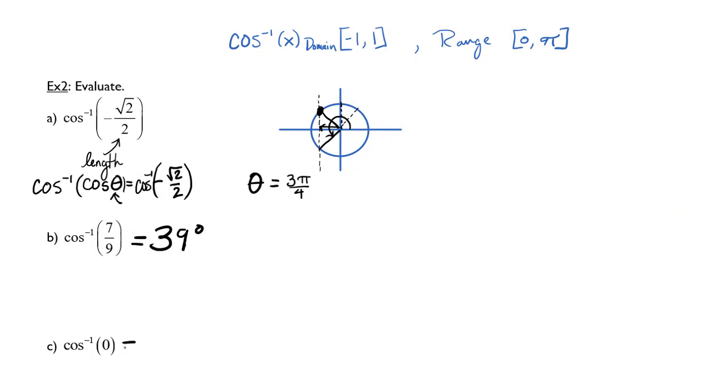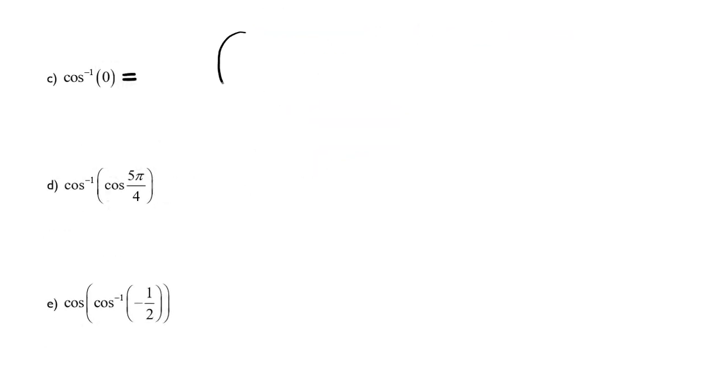The next one is the arc cosine of 0. Well, if I draw a circle and my input for x is 0, that's going to be either at pi over 2 or 3 pi over 2. We can't use the 3 pi over 2. That one is not in the interval that is acceptable. So then we will take pi over 2.